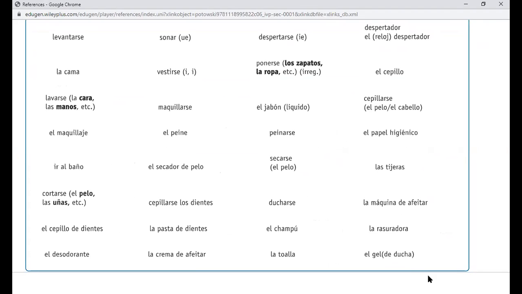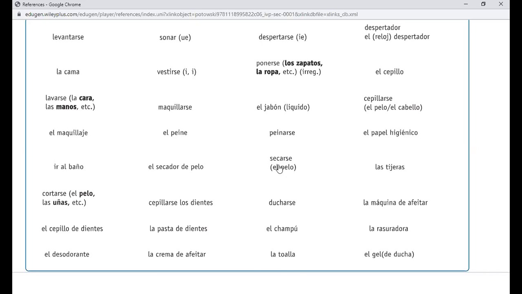Ahora ven que uso la crema de afeitar. Me afeito. Yo me afeito. Yo uso la crema. Sí, yo me afeito. Yo uso la crema de afeitar. Cream? Sí, pero I don't need you to translate. I'm trying to help you to understand how to use it. Okay? Okay. Sí. Okay, muy bien.